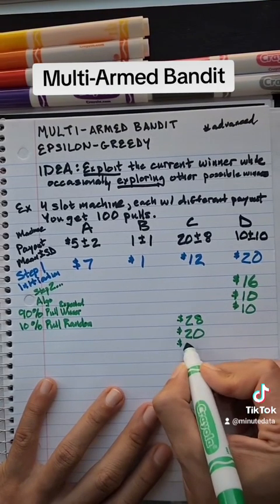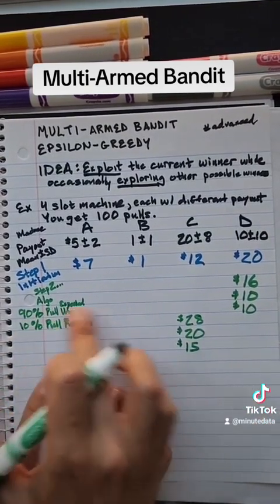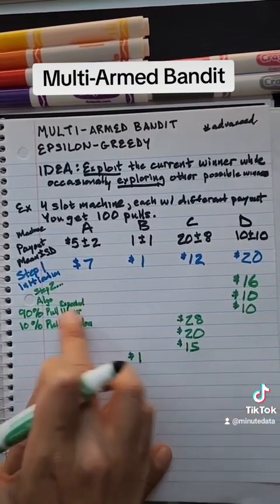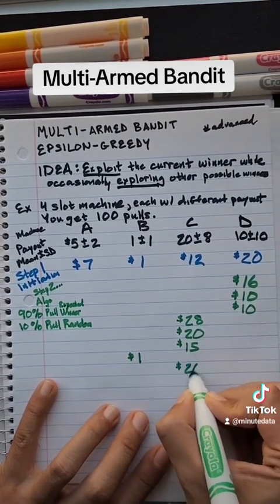And let's say we got a bit unlucky this time, and let's say we got 15. Back to our algorithm, let's say it sends us to this random. And at random, it sends us to B. B gets us $1. Back to our algorithm, pull the winner. Our winner historically, I think it's still C, so we pull C again. Let's say it gives us $20 again.